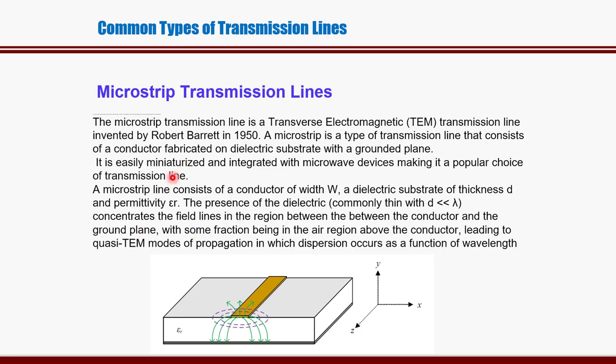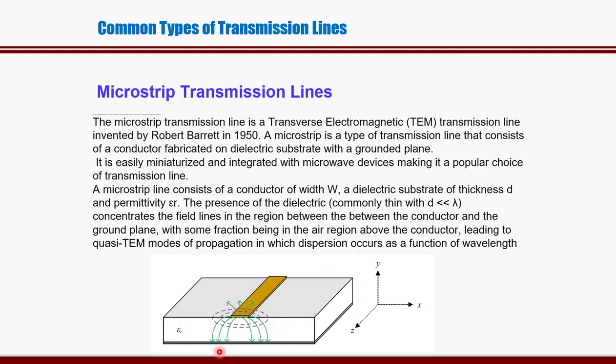The next category is the microstrip transmission line. We have heard this name earlier in previous PPTs. So what is that? The microstrip transmission line is a transverse electromagnetic wave transmission line, a TEM transmission line. There are two modes of operation: one is TEM and another is TM, transverse electromagnetic and transverse magnetic. Invented by Robert Barrett in 1950. A microstrip is a type of transmission line that consists of a conductor fabricated on a dielectric substrate with a grounded plane.